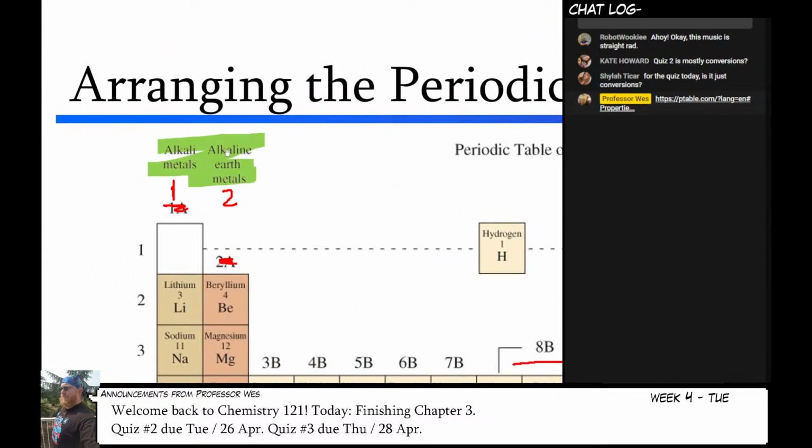Group 1 is what's known as the alkali metals. Excuse me. And group number 2 is known as the alkaline earth metals. What does it mean to be alkaline? You've probably heard of something called an alkaline battery. And what that means is that it contains an alkali or alkali earth metal. Actually, now that I think about it, I'm not sure if that's true. But the definition of alkaline means basic.